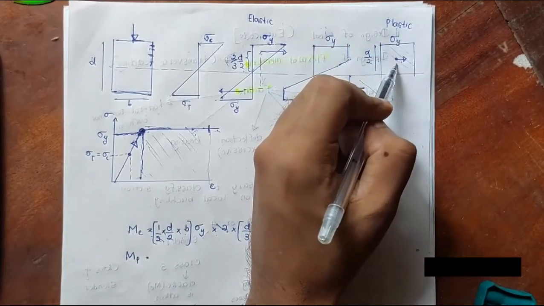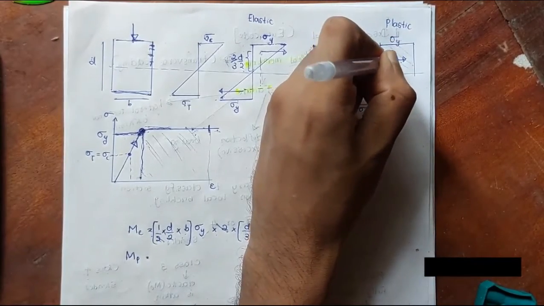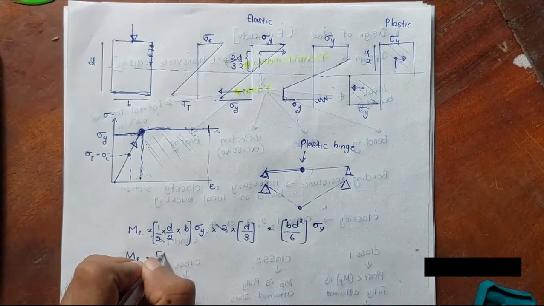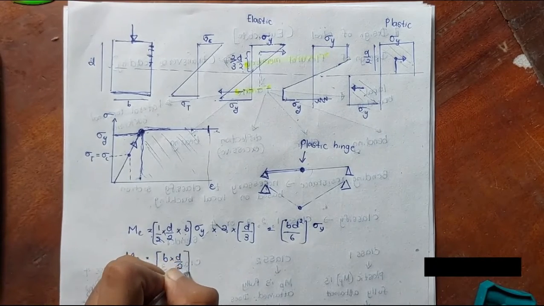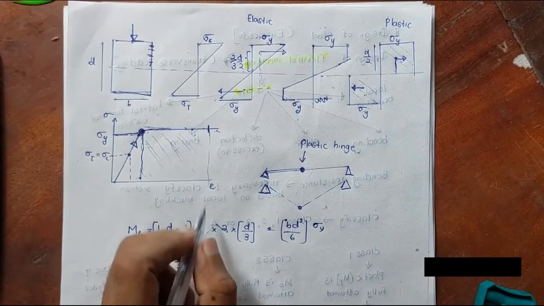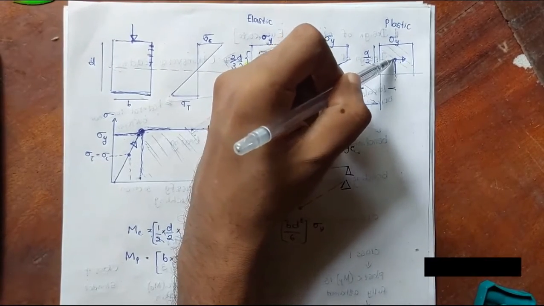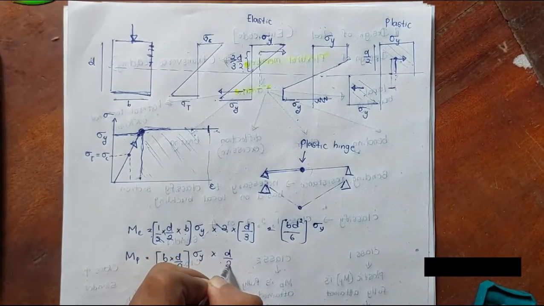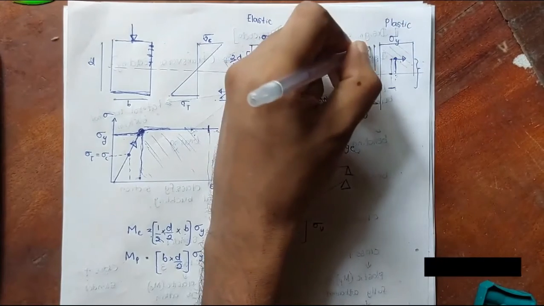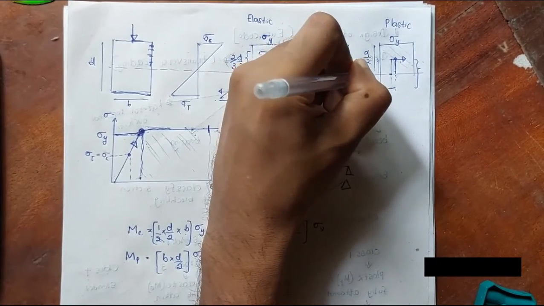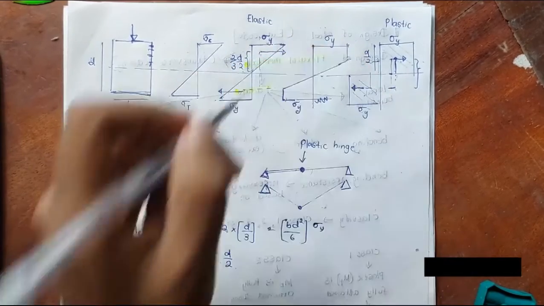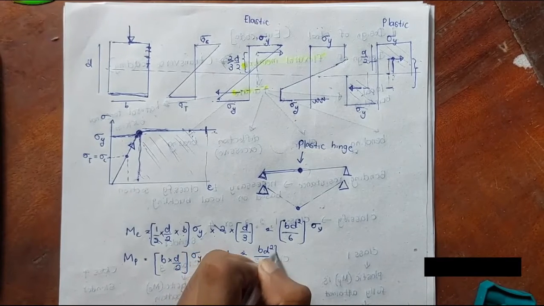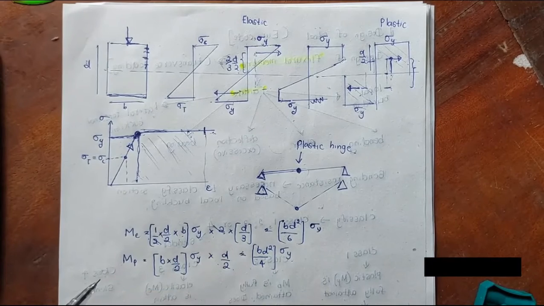What happens is, this length is d over 4. So this force is given by the area b times d over 2 into sigma y, and the lever arm is d over 4 into 2, so that's again d over 2. This is half of d over 2, this is half of d over 2, so again d over 2. This will give you bd squared over 4 into sigma y.